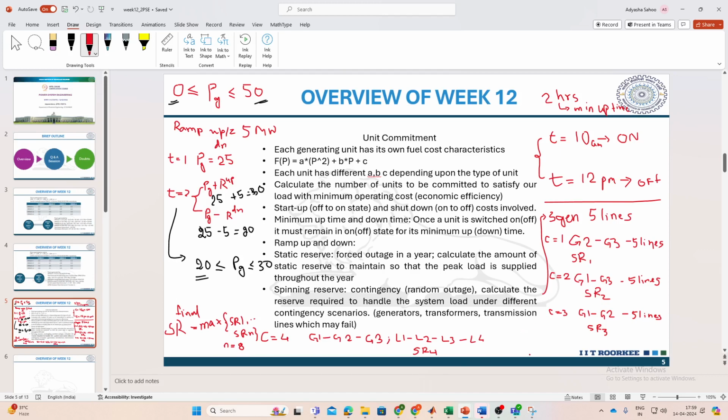So this type of contingency scenario is called your n minus 1, because here out of n components, that is 8 components, at a time you are considering that only one component can fail. So that is your n minus 1 criteria that we tell.